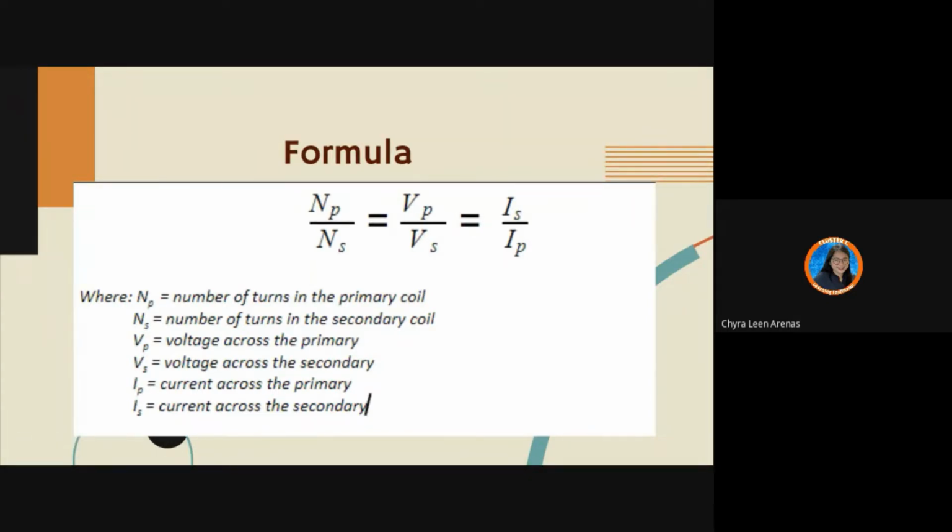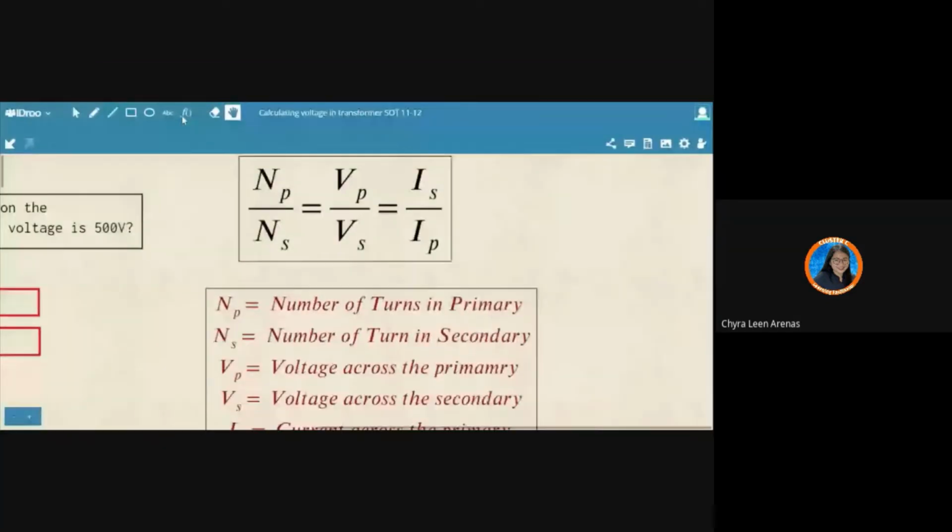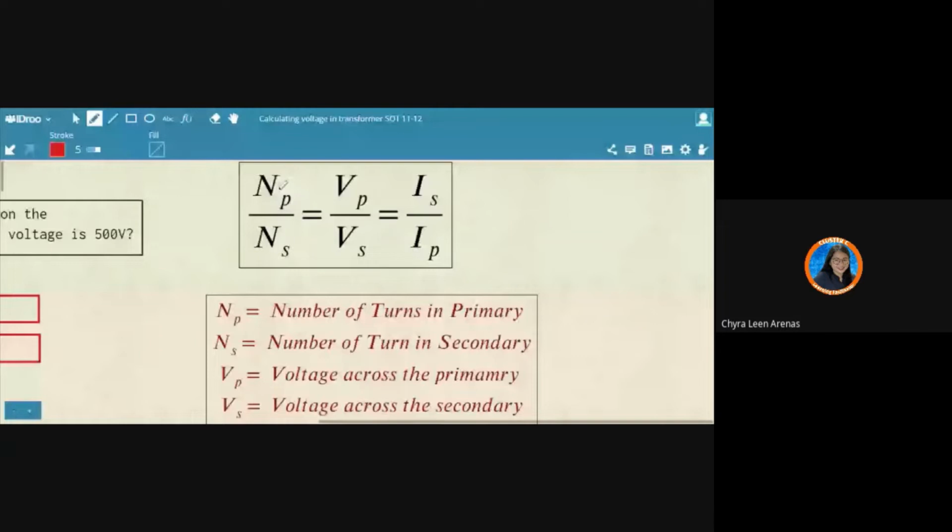In order for us to be familiar with how to solve for the following, we will use a Jamboard, and the link to it that I will show later will also be sent in our LMS and shared to you so you can have access. Like what I informed you, the number of turns, voltage, and current are expressed in this formula: Np over Ns equals Vp over Vs equals Is over Ip.